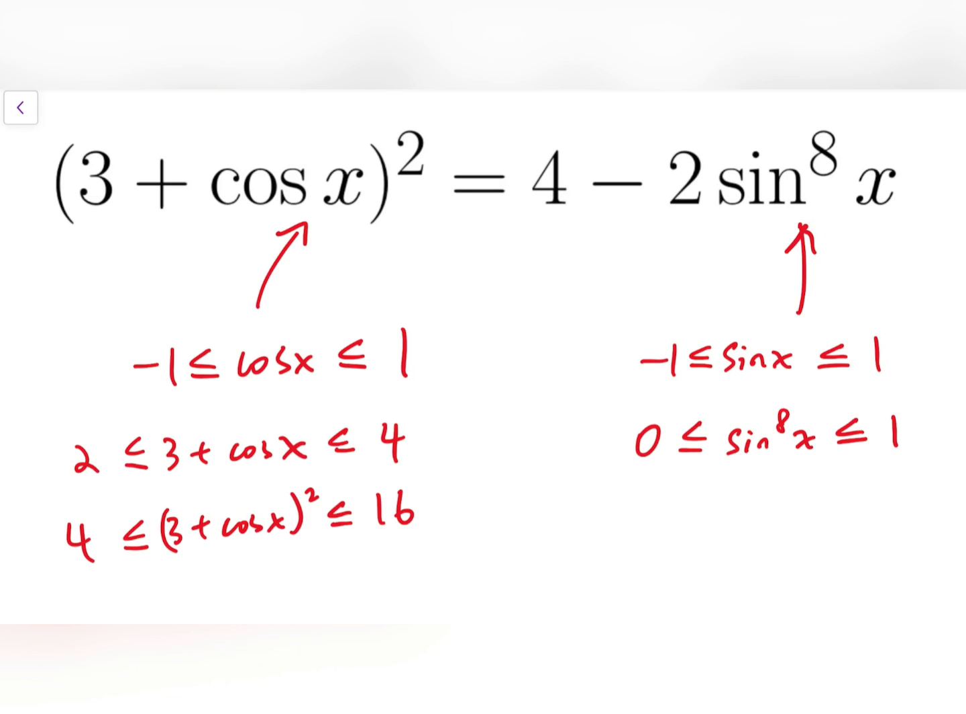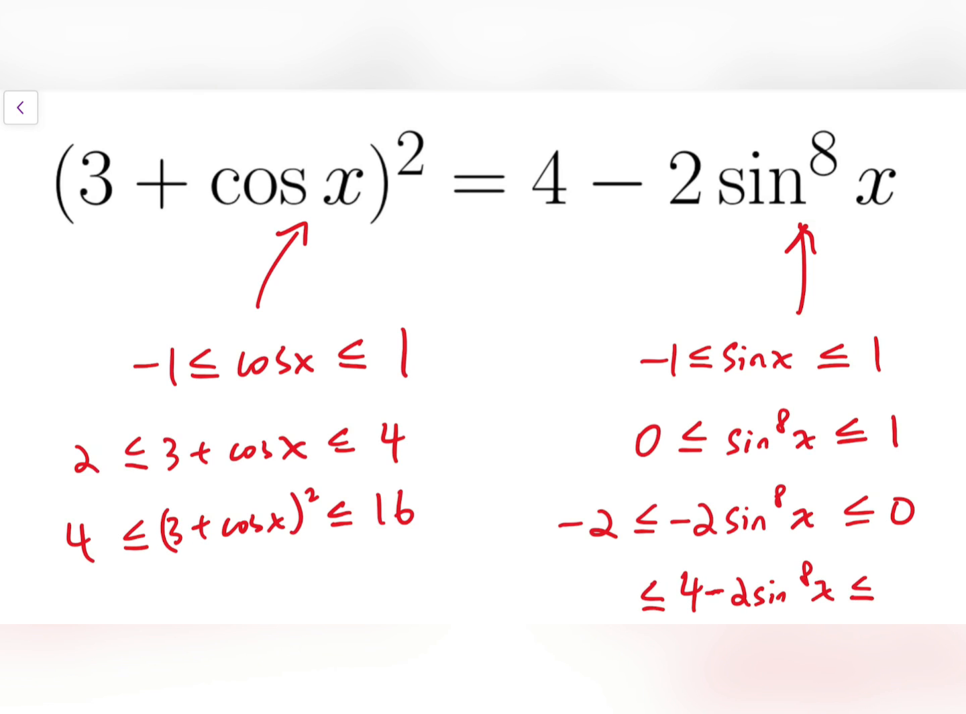Now, on the other hand, at the right side, when I multiply sin^8 x by -2, it's always either negative or 0. So the upper bound now becomes 0. As for the lower bound, it is -2 times 1, and that's -2. And after adding 4, it's between 2 and 4.